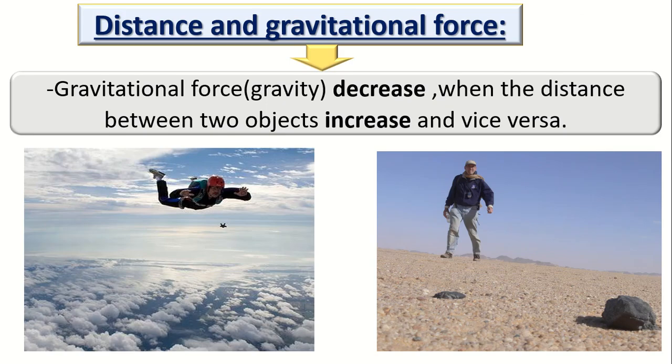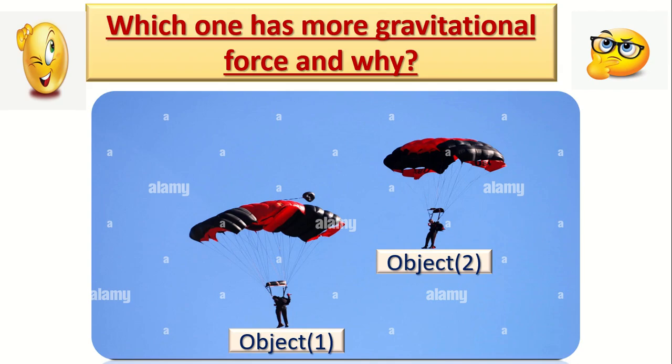Number two, we have the second factor that affects gravity, which is the distance. When the distance decreases, the gravity increases. How's that? Okay, if we are on the second floor and our friend is on the third floor, will the gravity on you be more, or on your friend? The gravity on you will be more. Why? Because you are closer to the earth and closer to the gravity, so the gravity will pull you more. So when the distance increases, the gravity decreases. Again, when the distance increases, the gravity decreases.